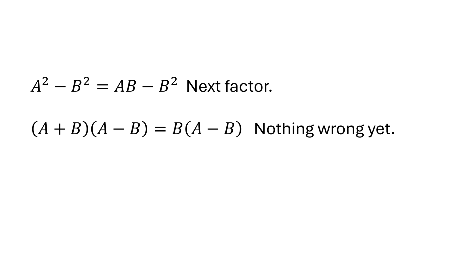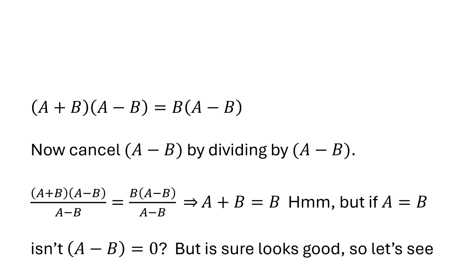Next, we're going to factor. I have the difference of two squares. That's easy to factor. A plus B times A minus B is A squared minus B squared. On this side, we have a common factor, B. So we'll just take it out. B times A minus B. Don't see anything going wrong yet. It looks like we might be okay. Now let's see what we can do with that.